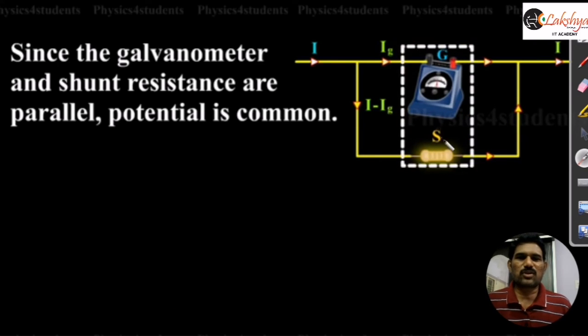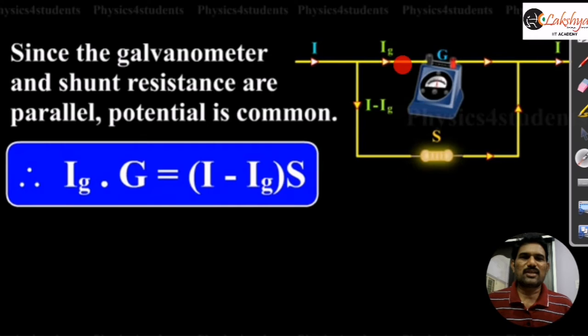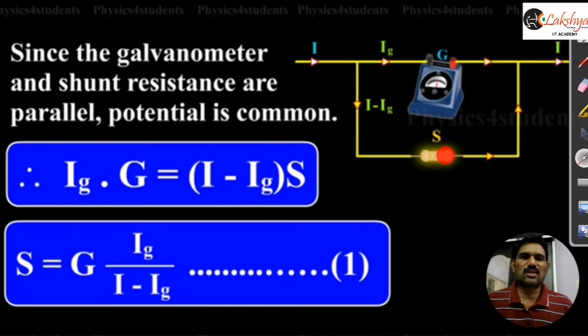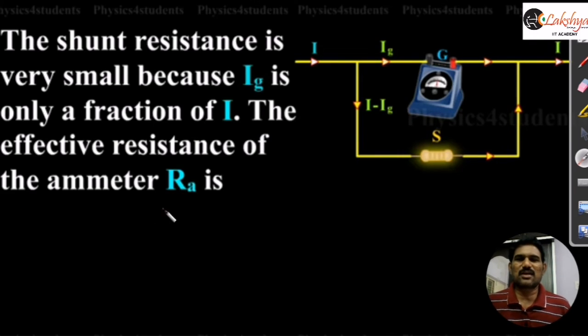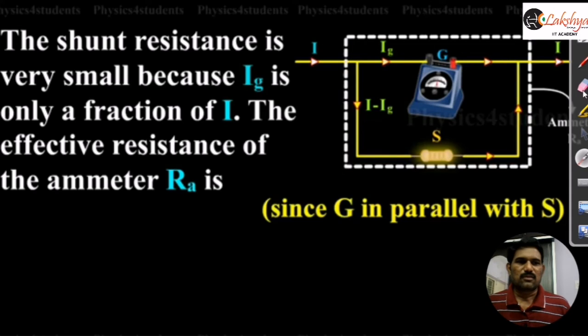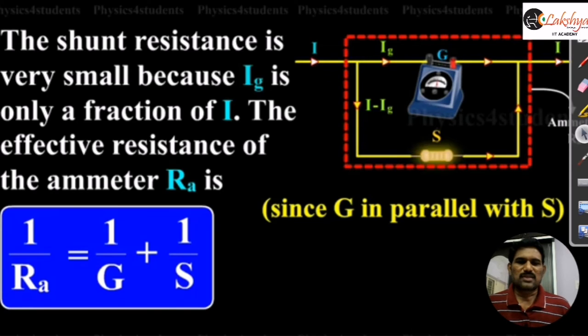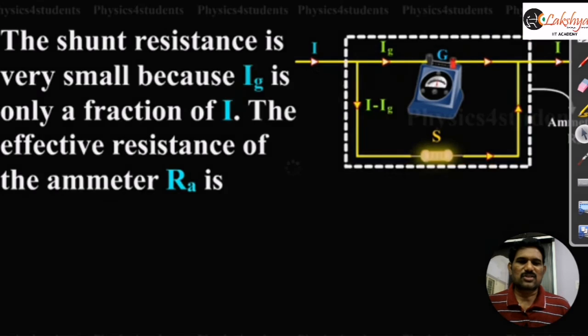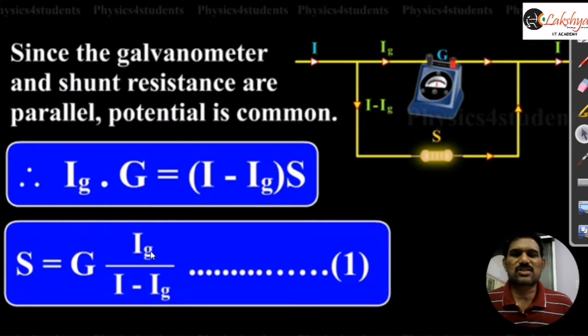As those two are in parallel, the potential difference across them should be the same. So the potential difference across the galvanometer is Ig into G. That should be equal to the potential difference across the shunt, I minus Ig into S. And so from that we can calculate the S value. So I can write the S value like this. The shunt resistance S is equal to G into Ig by I minus Ig, or generally we can express this value like this.